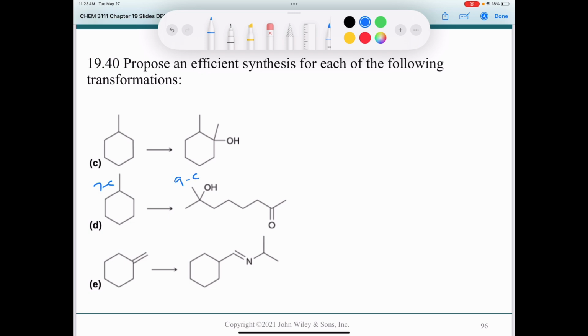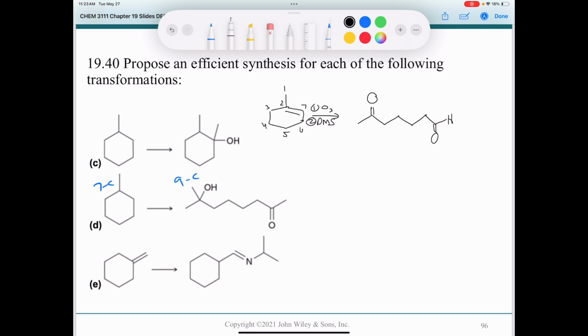And we're opening up the ring somehow here, so we know that we're going to have to make a double bond here and then do an ozonolysis reaction on that. But if we took that alkene, so if we took methyl cyclohexene, and if you treated this with ozone followed by DMS, what would that give you? 1, 2, 3, 4, 5, 6, 7. So you'd have 1, 2, 3, 4, 5, 6, 7. So you'd end up with this compound, okay?